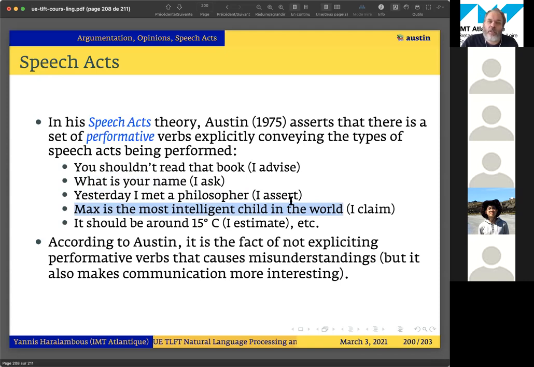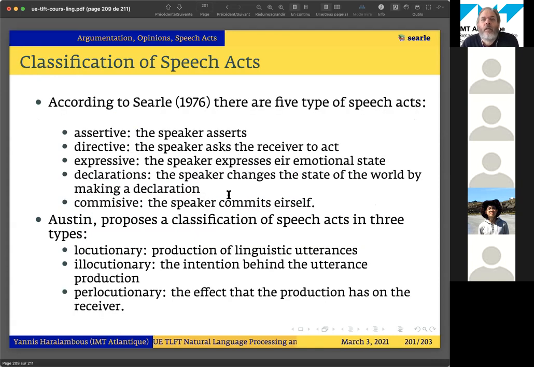So the difference between assertion and claim is that here I have some part of this element which is unverifiable and therefore can be untrue, while here I intend to give the complete truth. Here I may have some part of exaggeration. I can also estimate and so on. So each of these intentions is a kind of performative speech act.